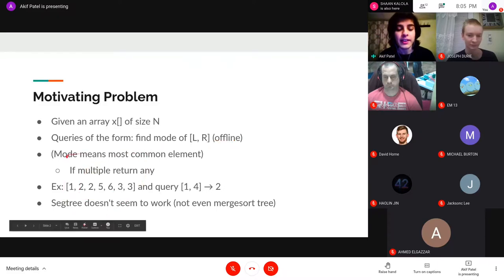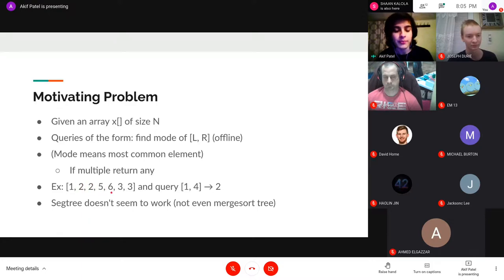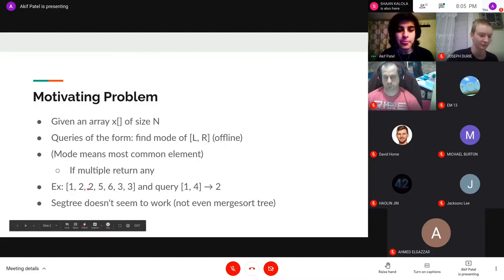As an example, take this as the array. So this is the original array x. Okay, and if you're given the query 1, 4, so starting here, and 1, 2, 3, 4. So you see, we have 2 appears twice, and 5 and 6 appear once. So the answer here is 2, because 2 appears the most times in that subarray, okay? So everyone clear on what the problem is?